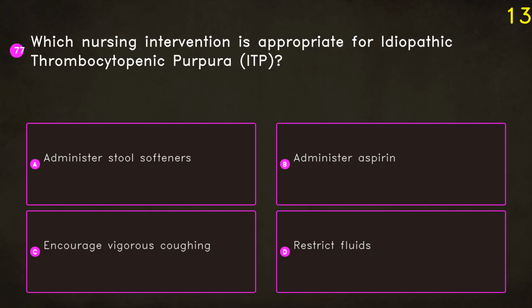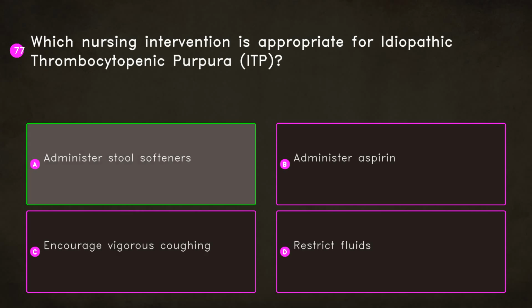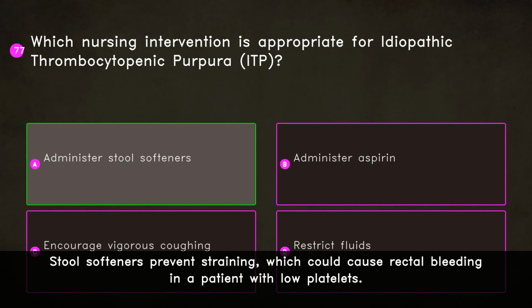Question 77. Which nursing intervention is appropriate for idiopathic thrombocytopenic purpura, ITP? A. Administer stool softeners. B. Administer aspirin. C. Encourage vigorous coughing. D. Restrict fluids. The correct answer is administer stool softeners. Stool softeners prevent straining, which could cause rectal bleeding in a patient with low platelets.